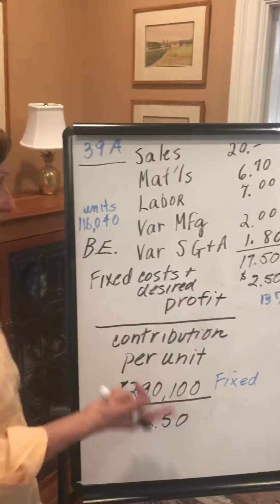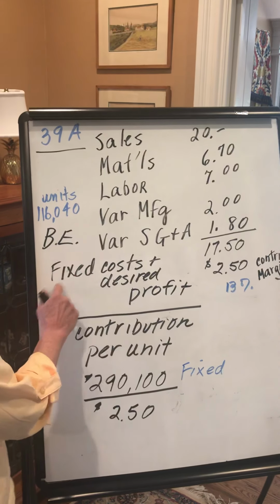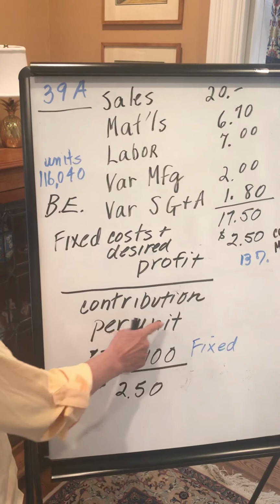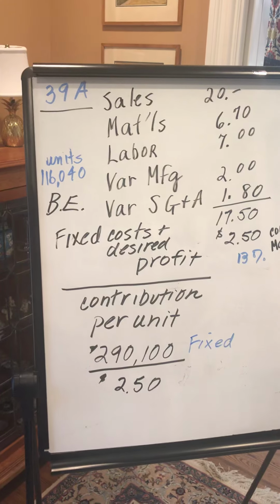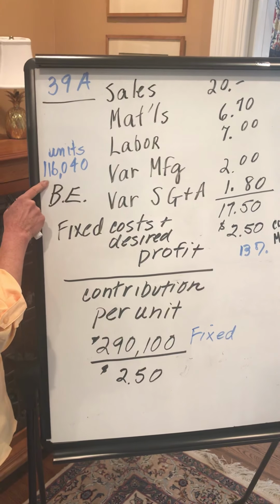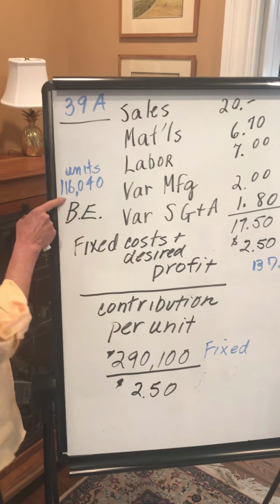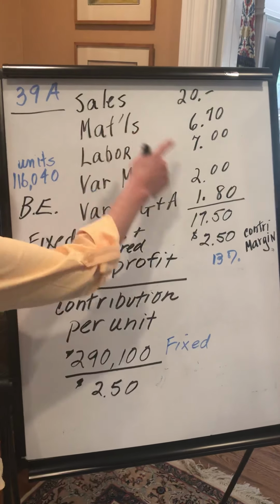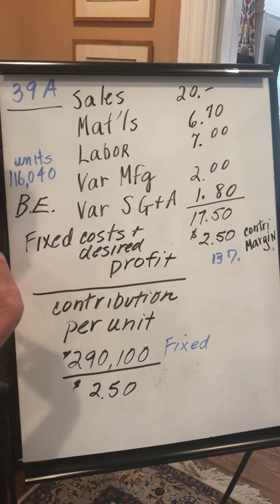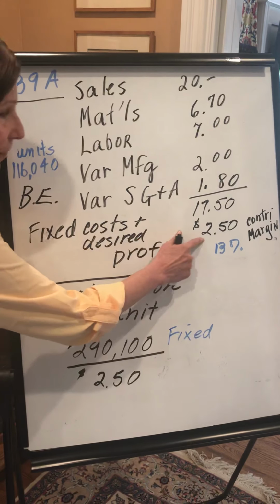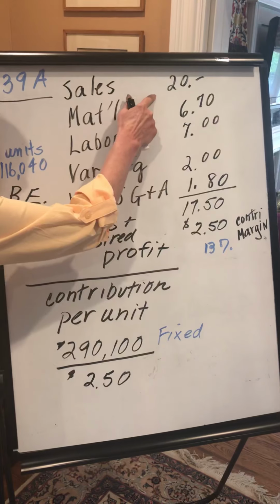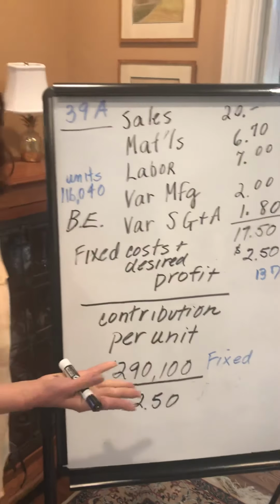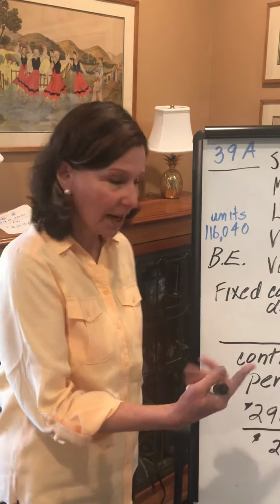Just to refresh your memory, the formula is fixed cost plus desired profit divided by the contribution margin per unit. And we calculated that as 116,040 units. Now, what about dollars? Well, remember, we calculated earlier that the contribution margin percentage, $2.50 divided by the $20 sales price, is 13%. And that's a rounded number, but we're going to use it as 13%.